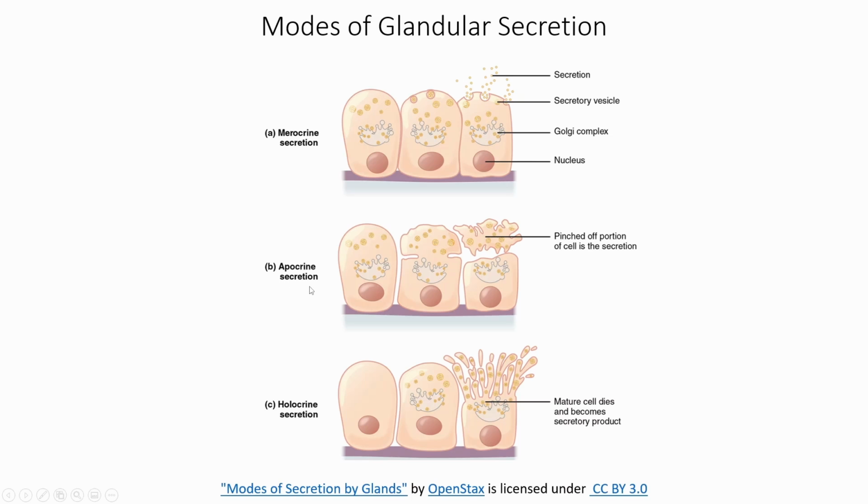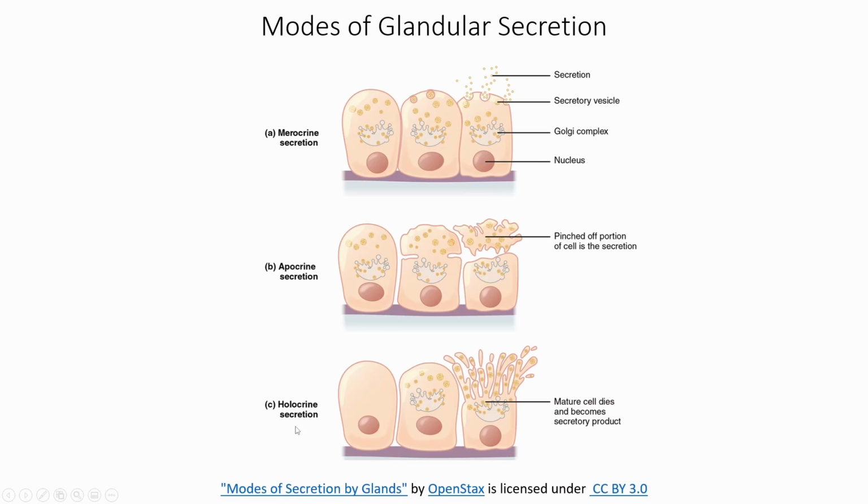Apocrine secretion is a little bit different because rather than release the contents of the vesicles only, we're actually going to pinch off a piece of the cell. This is also another type of sweat gland you have, apocrine sweat glands, but we actually pinch off a piece of the cell, the entire thing, in our secretion.